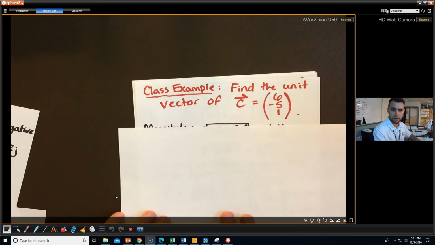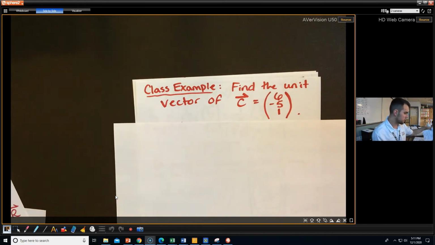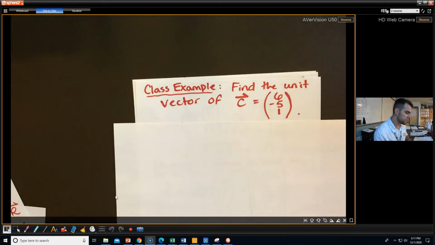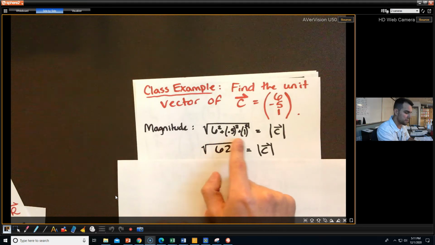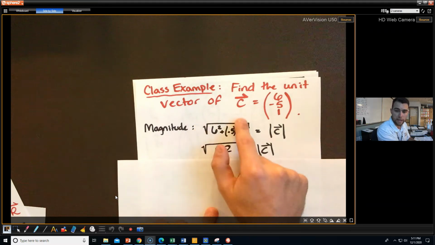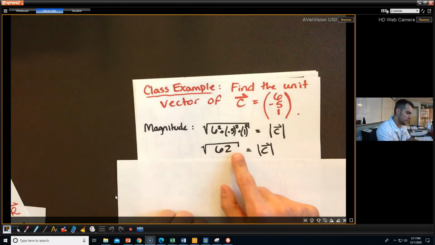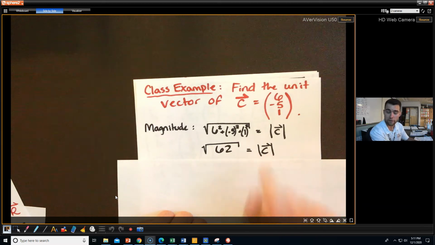So I want us to find the unit vector of this C vector right here. Well, the first thing I'm going to do, if I'm using that formula, is find the magnitude of this guy. So the magnitude is taking all the components, the 6, negative 5, the 1, squaring them all, and taking the square root of that. So basically it's a little bit more of Pythagorean's theorem, but in 3D. And we're going to get the square root of 62 equals the magnitude of our C vector.